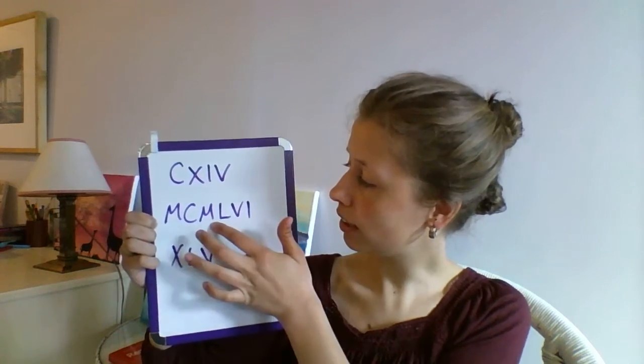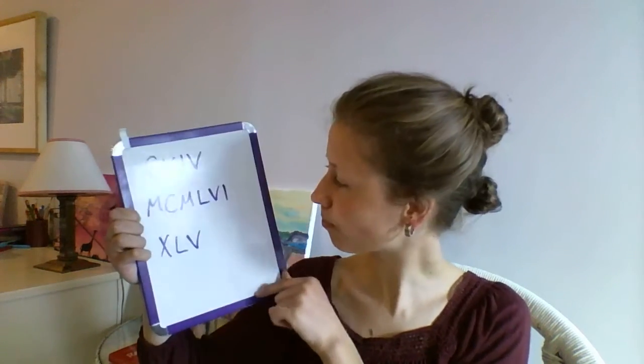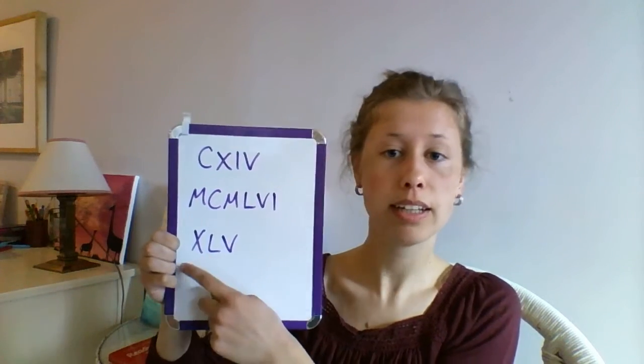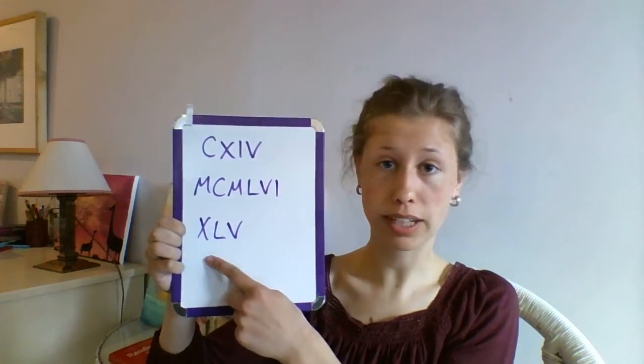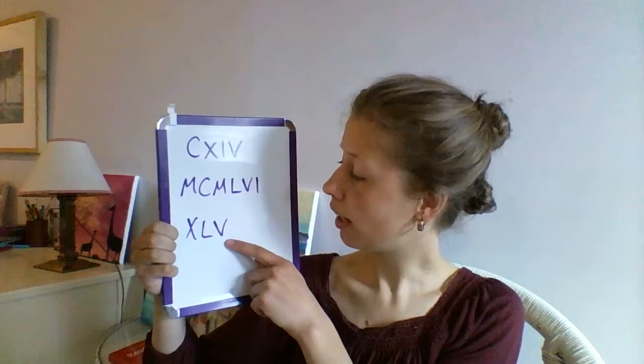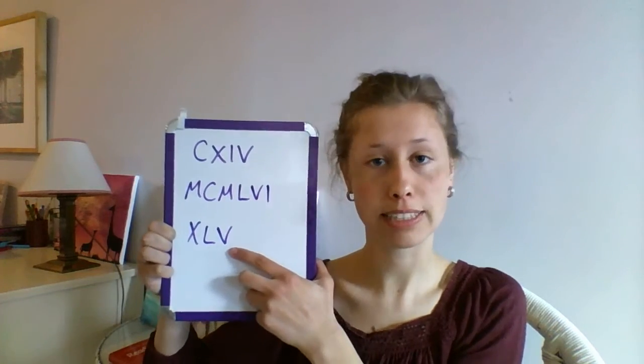So 1956. And last but not least, we have XLV. So X is 10, L is 50. The 10 is before the 50, so we have to subtract it because it's smaller than 50. So this becomes 40, XL 40. And then V is 5, so 45.